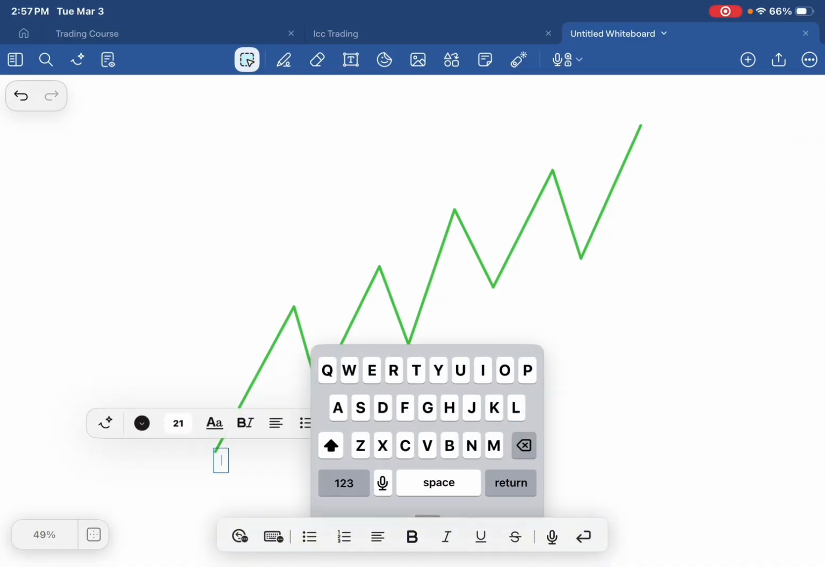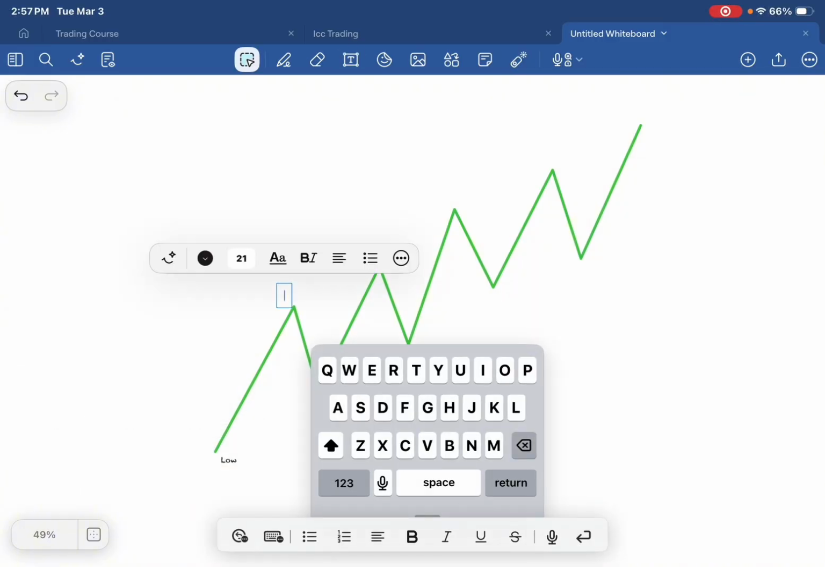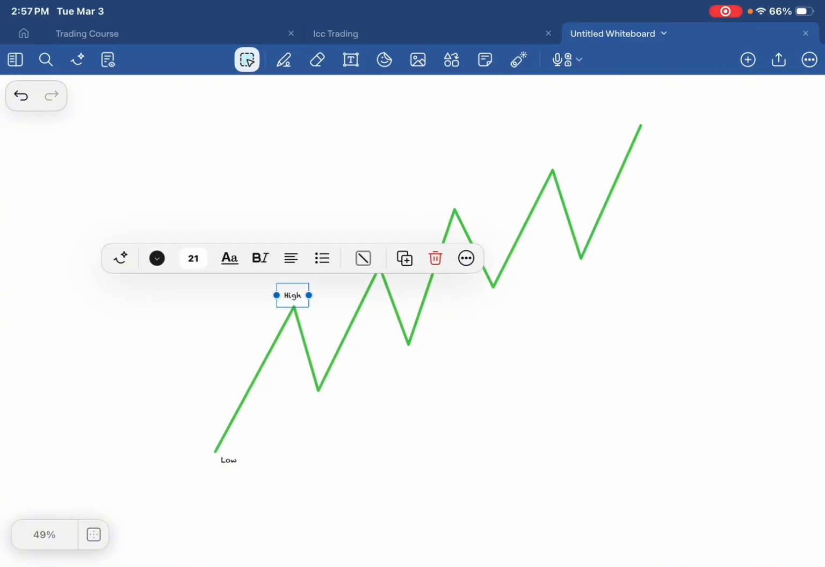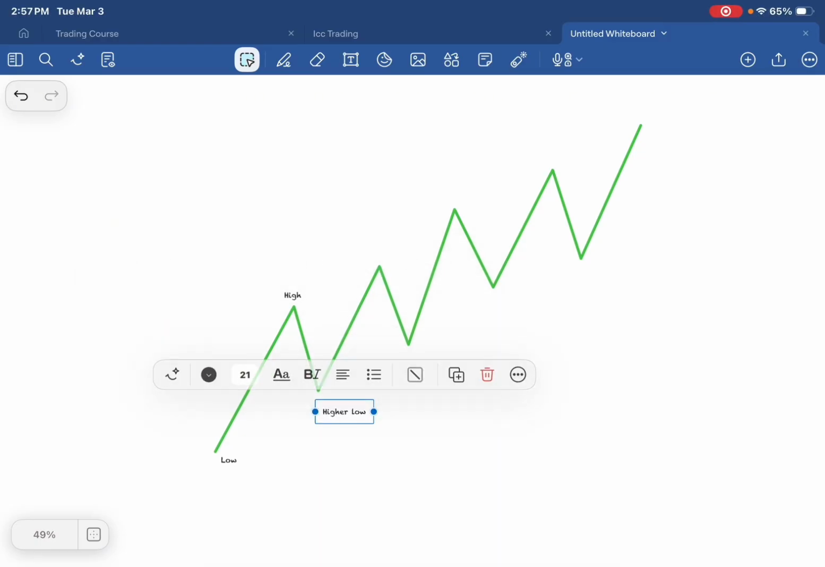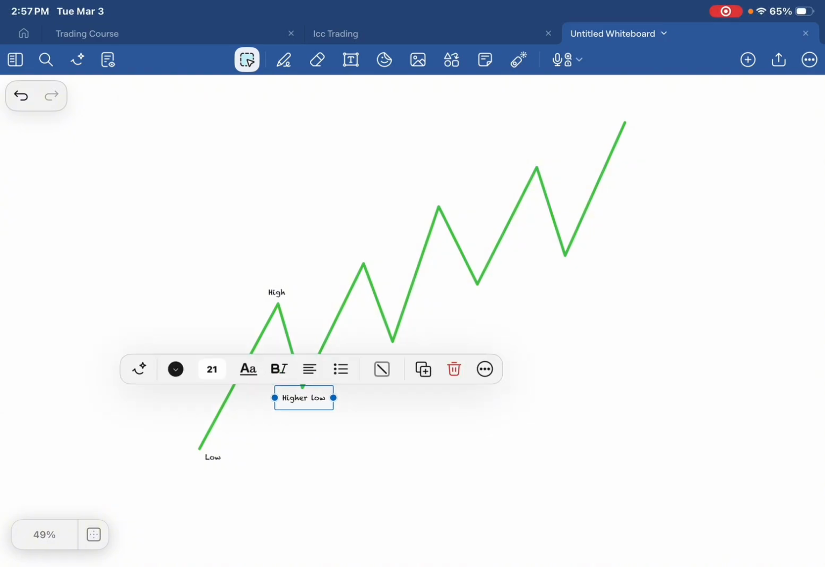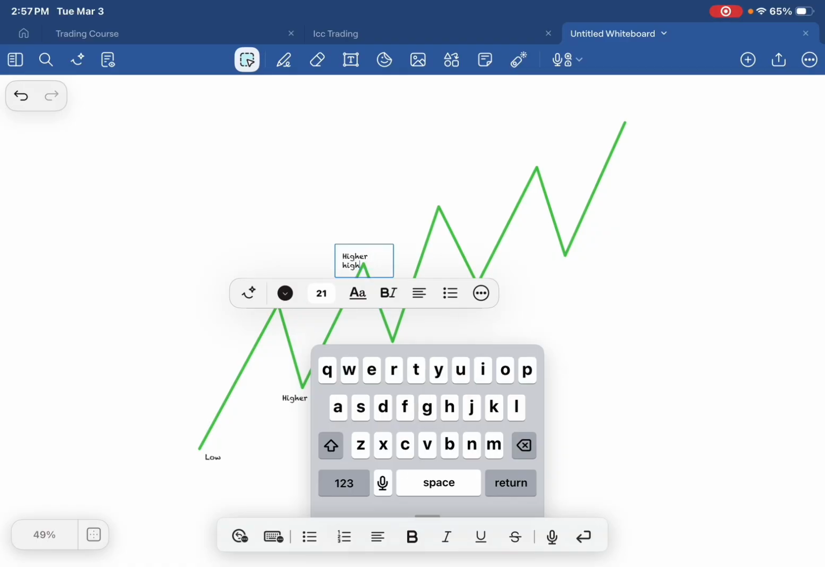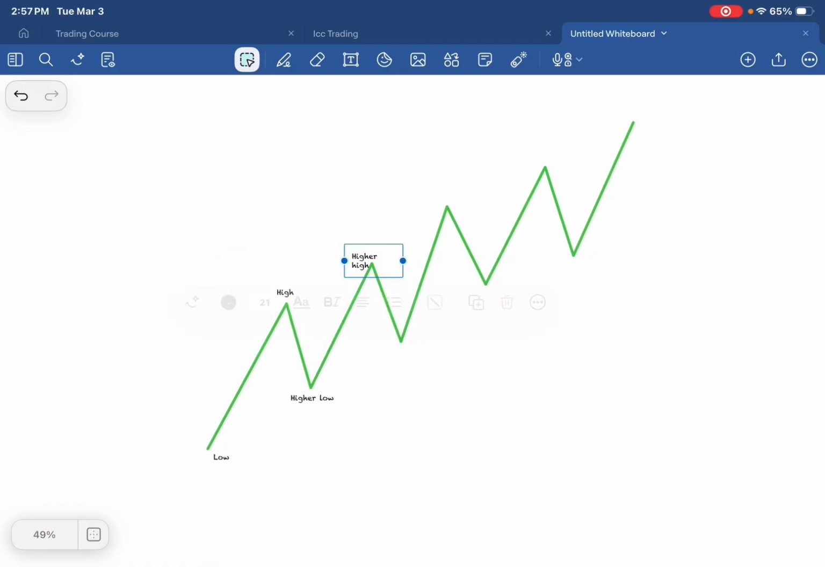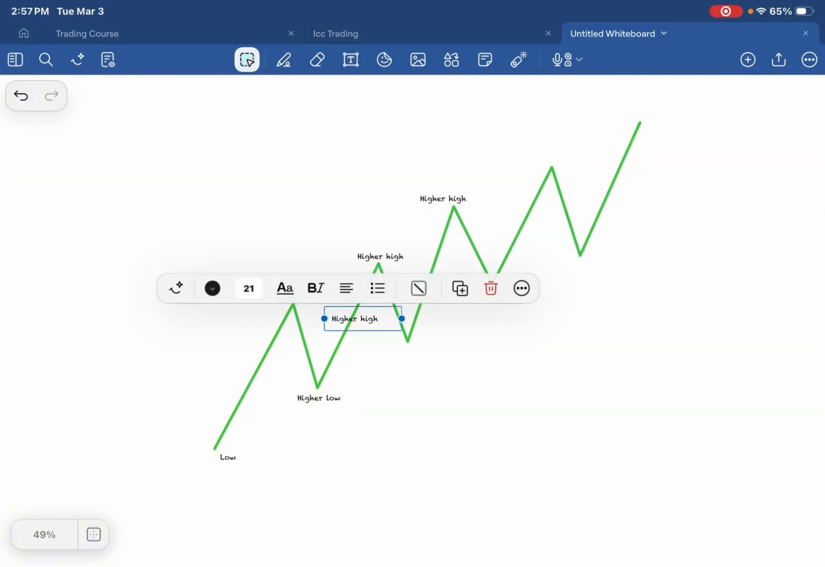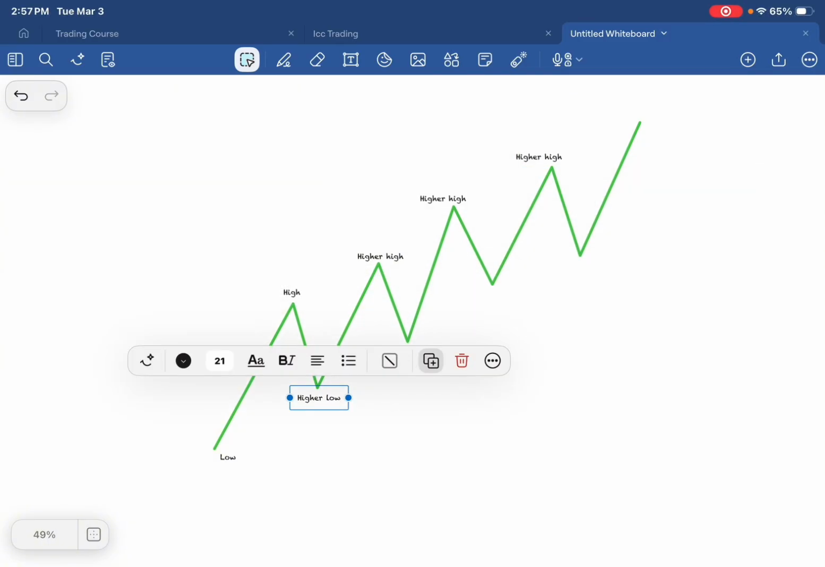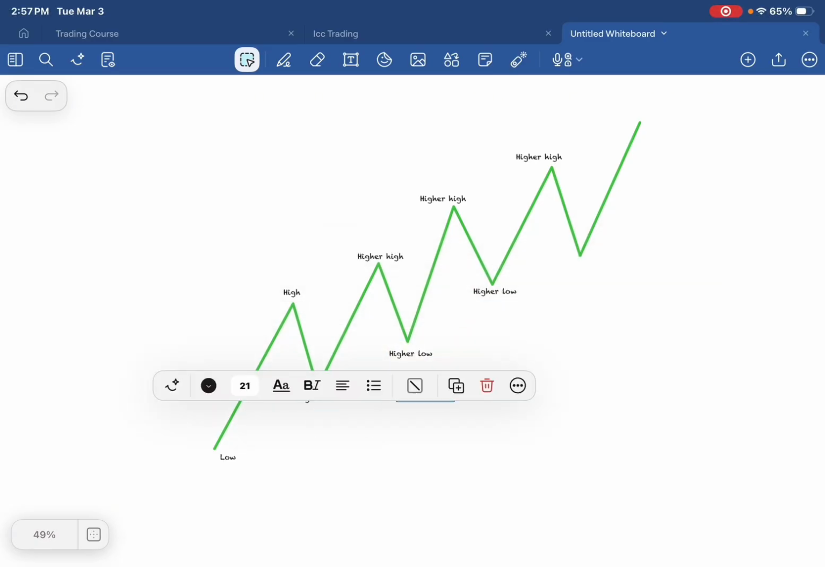So we have a low, then we have a high, then we have a low, a higher low, and then we have a higher high. Higher high, higher high, higher high, higher low, higher low, higher low.